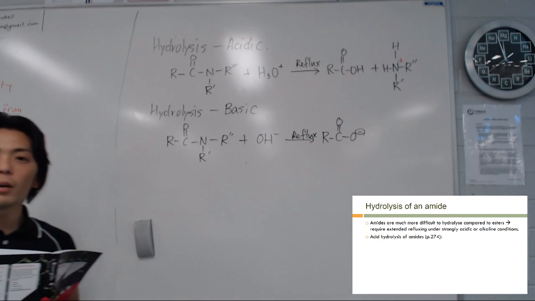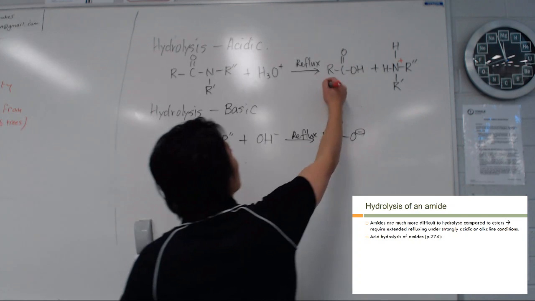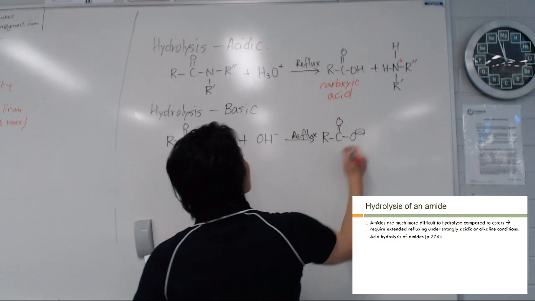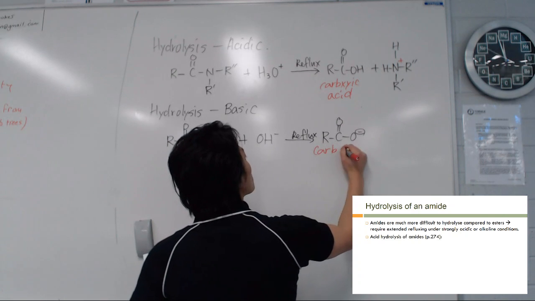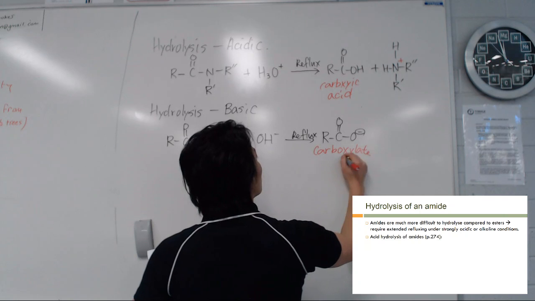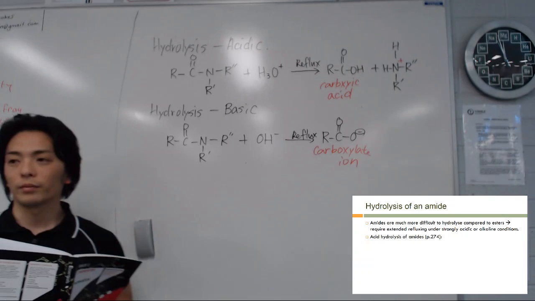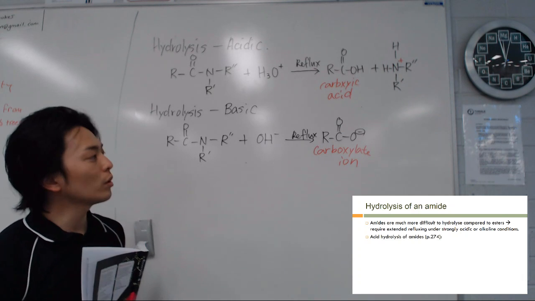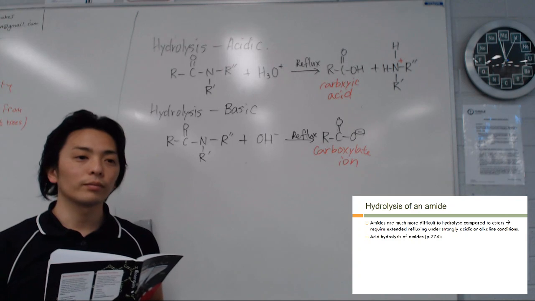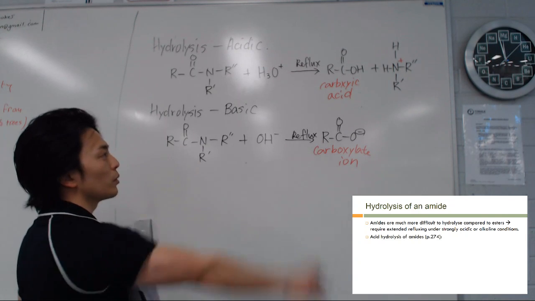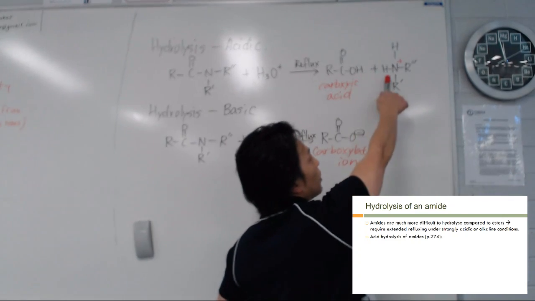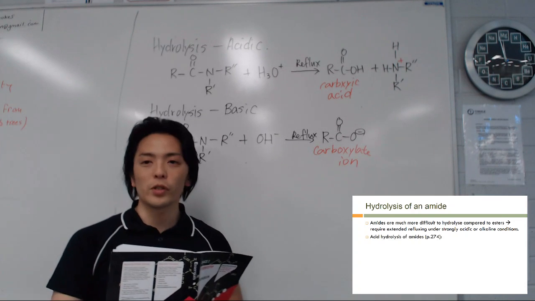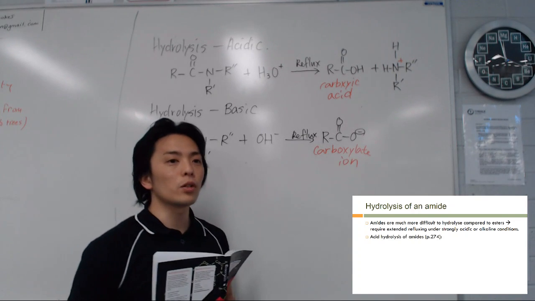So instead of carboxylic acid, you now get carboxylate ion. Because it's very hard for acid to exist as acid in basic condition. What do you think would happen to amine? In acidic condition, amine, which is base, was protonated because there are so many protons around. So when it's in basic condition, what would happen?